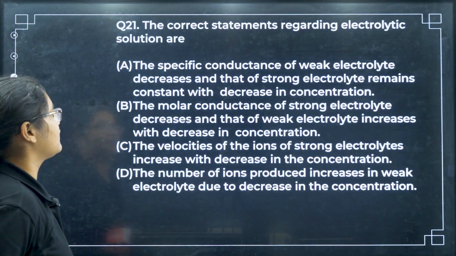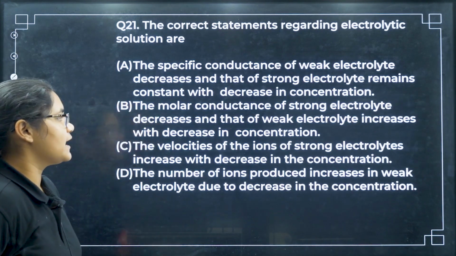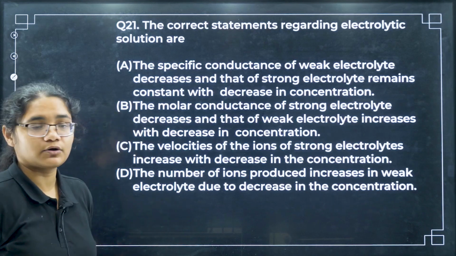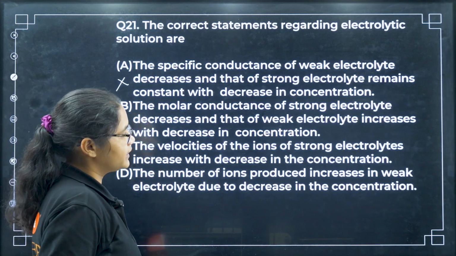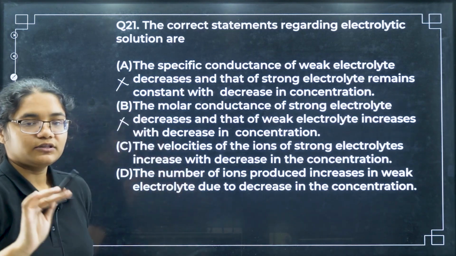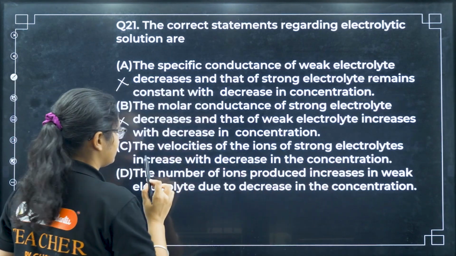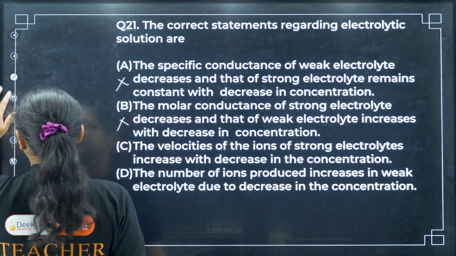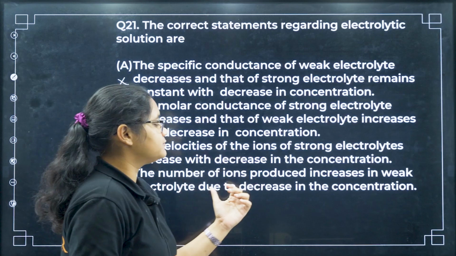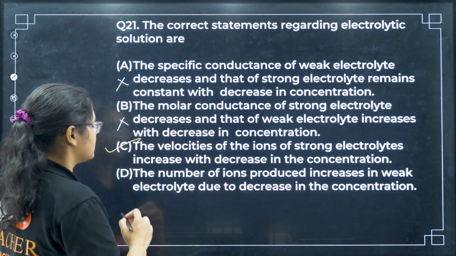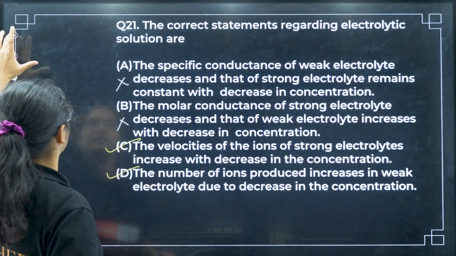Next, the correct statements regarding the electrolytic solutions are: the specific conductance of a weak electrolyte decreases and that of a strong electrolyte remains constant with the decrease in concentration. No, there is no such reason here. Molar conductance of strong electrolyte decreases and that of weak electrolyte increases. No. For both strong and weak electrolyte, the molar conductivity increases. The velocity of the ions of the strong electrolyte increases with the decrease in concentration. Yes, when we dilute it, the mobility of the ions increases in case of strong electrolyte. The number of ions produced increases in weak electrolyte due to the decrease in concentration. Yes, the ionization increases, more ions are produced. So C and D both are correct here.